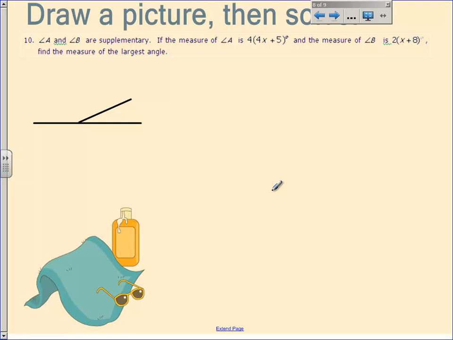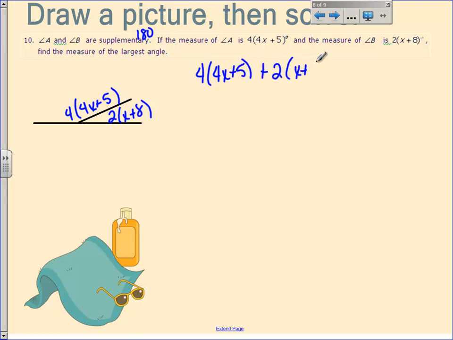So angle A and angle B are supplementary. That tells me that they're going to be 180 degrees. If I were you, I would draw this picture in my notes because those are your two supplementary angles. Angle A is 4 times 4x plus 5. And angle B is 2 times x plus 8. They ask you to find the measure of the largest angle. Well, I know that this angle plus this angle equals 180, so I'm going to start with that. 4 times 4x plus 5 plus 2 times x plus 8 equals 180.